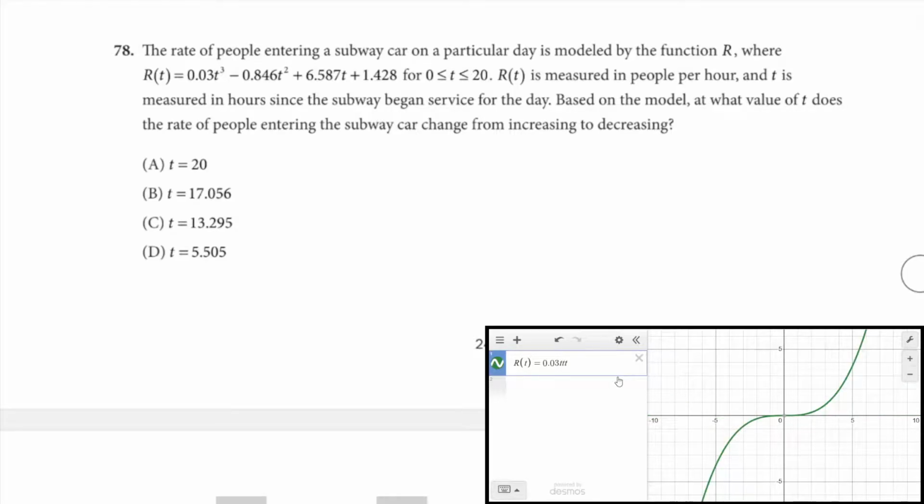3t cubed, and you can write t, minus 0.846t squared plus 6.587. I never understood why they would give me decimal coefficients. Just a lot of typing. 1.428, maybe just to emphasize the 3 decimals thing.